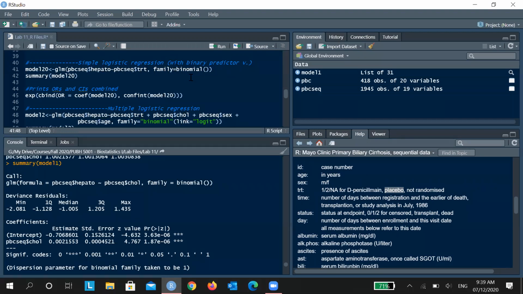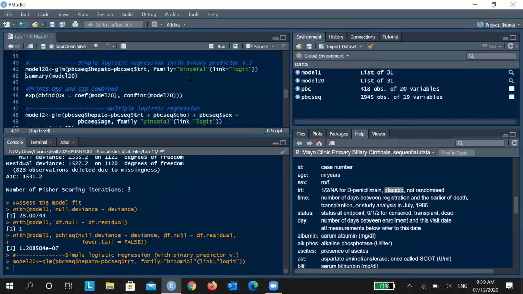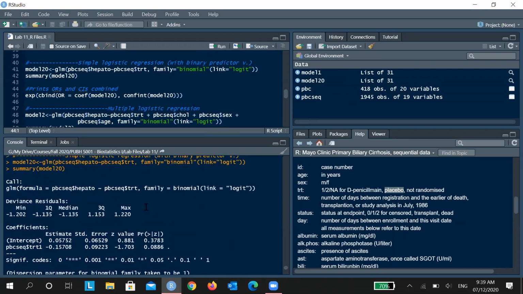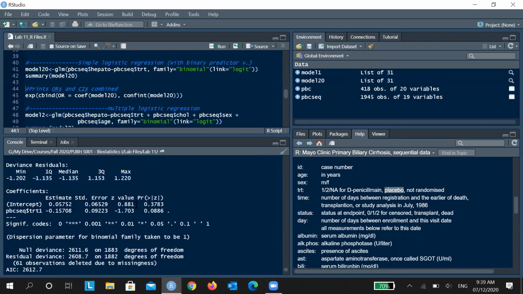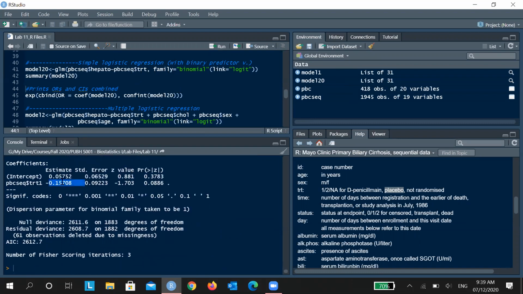So how do you do that? It's not going to be super funky here, but it's always good practice to specify in the code, and then specify the link is equal to logit. You run the model. As you can see, the model ran, no errors. I can call the summary function to get the results. As you can see, these are the deviance residuals, and these are the coefficient values, and for instance, this is the estimate for treatment group 1.